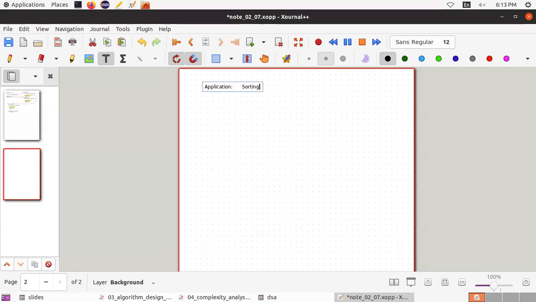So your application could be sorting. This is your real life application. Given an array of elements, so this is your input. The input is an array of elements. The output that is expected is the array in increasing order. That is the objective.